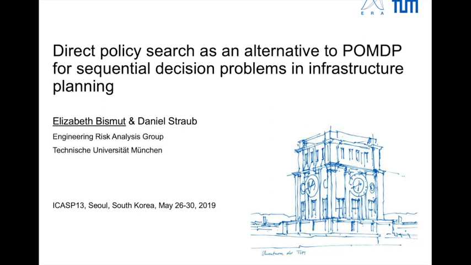Hello. Today I will present a study on direct policy search as an alternative to POMDP for sequential decision problems in infrastructure planning. My name is Bismut and I am a PhD student at the Technical University of Munich.